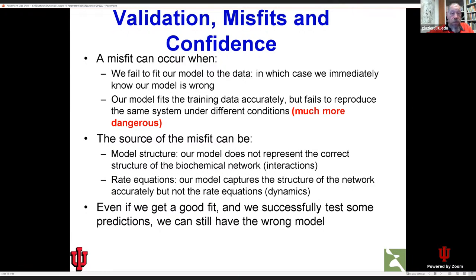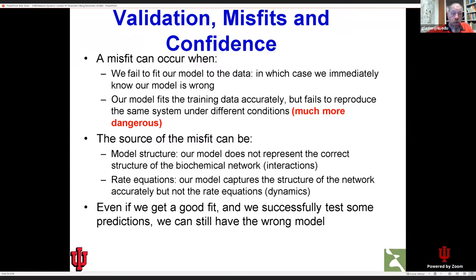And there are a number of things that can happen, none of which are good, but some of which are good but manageable, and some of which are serious. So one kind of misfit would be that our model never converges, that it never gives us a result, or gives a result that obviously doesn't fit the training data. And that's not a problem. It's annoying because we don't get our parameter, but we at least know something is wrong.